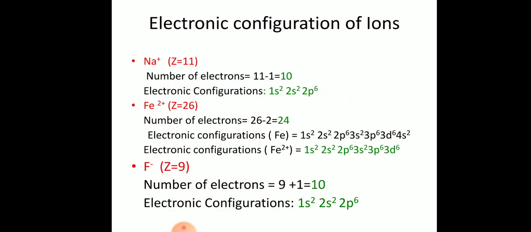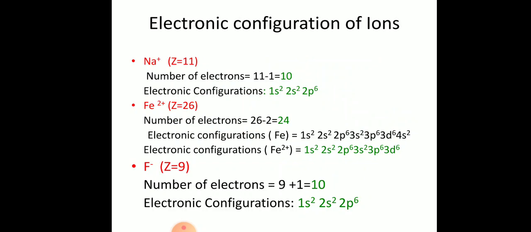Now today we are going to see how to write down the electronic configuration of ions. In our previous classes, we have seen how to write down the electronic configurations of neutral atoms. So today we'll see the writing of electronic configuration of ions, cations and anions. Say for example, if you take a sodium ion Na plus, which has atomic number 11.